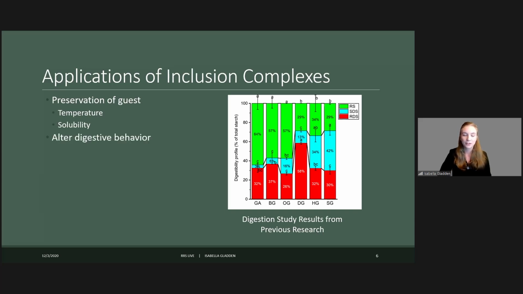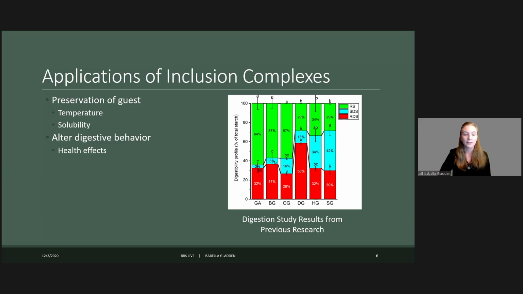Additionally, starch inclusion complexes alter the digestive behavior as they are more resistant to digestion. Shown on the right is a graph that we obtained from our previous research, where it shows that the increase in the chain length actually led to an increased amount of slowly digestible starch. This altered digestion behavior has many health effects, as it could possibly be used to treat diabetes.